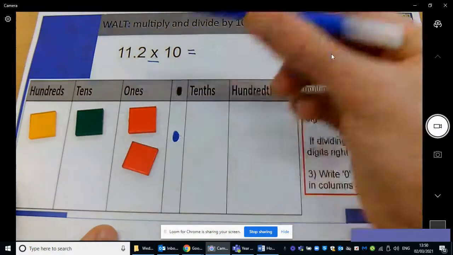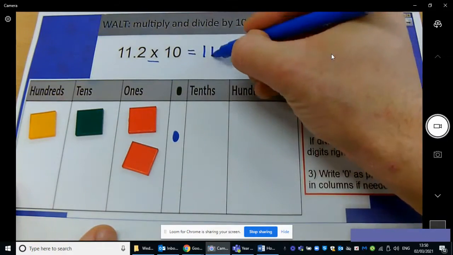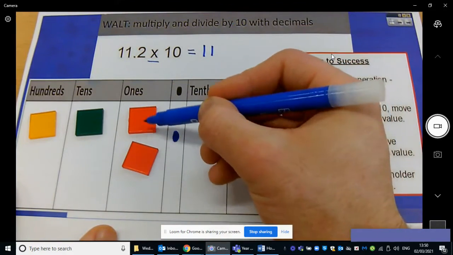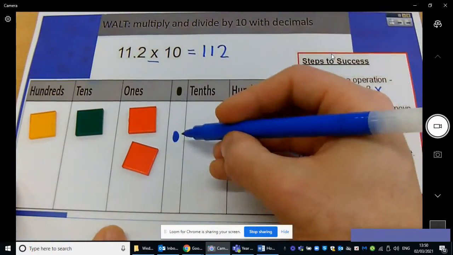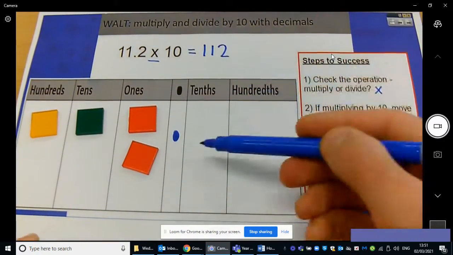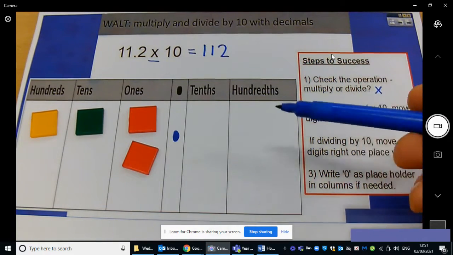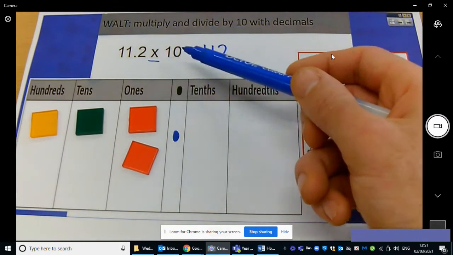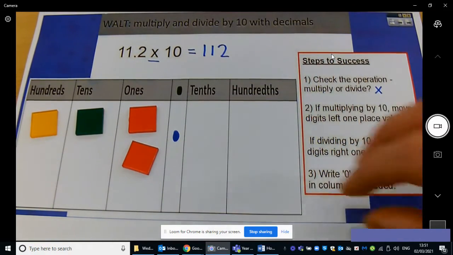equals 100, 10, 2 ones, and then you can put 0.0, but if there's nothing after the decimal point, there's no point in putting the decimal there at all. So 11.2 multiplied by 10 equals 112.